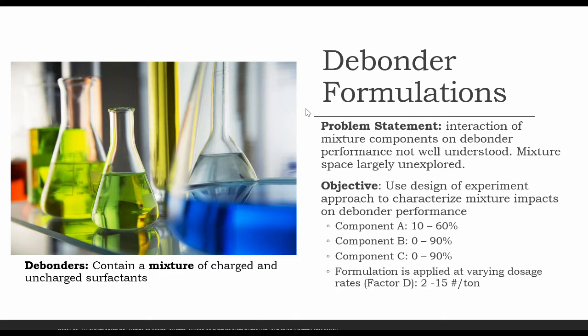So I have the 3-component mixture, and I also have one process factor, which is my add-on rate, which we use pounds per ton as our units. Now, because we have a 3-component mixture, we're going to use what's called a mixture design because that's the most appropriate. Because I also want to study a process setting, we're going to use what's called a process mixture combined design.